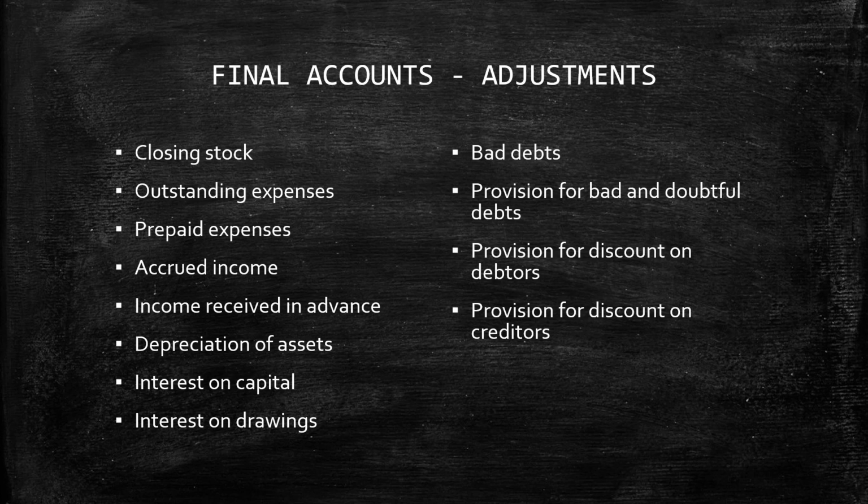Next one is provision for discount on creditors, which is similar to the debtors one. You are creating a provision. So you have to enter the amount in the credit side of the P&L account because it is an income for you. Then you have to deduct the amount under the creditors side in the balance sheet. So these are the common adjustments which we will encounter in final accounts.